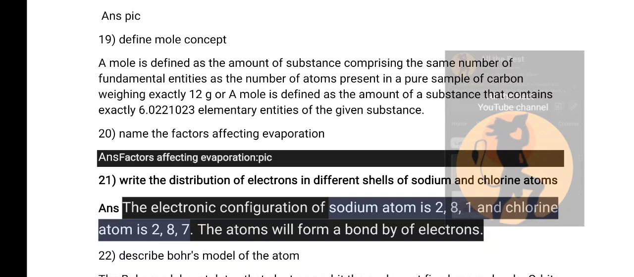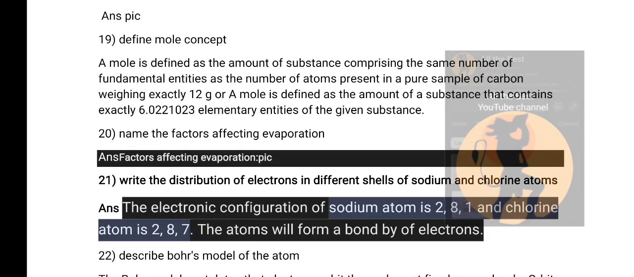Define mole concept. A mole is defined as the amount of substance comprising the same number of fundamental entities as the number of atoms present in a pure sample of carbon weighing exactly 12 grams. A mole is defined as the amount of substance that contains exactly 6.022 × 10^23 elementary entities of the given substance.